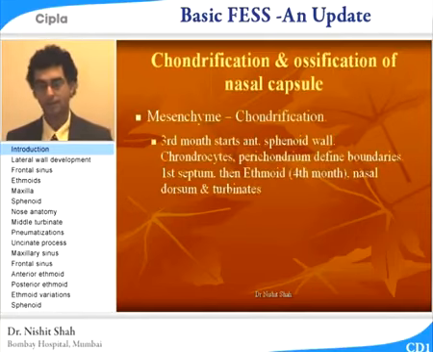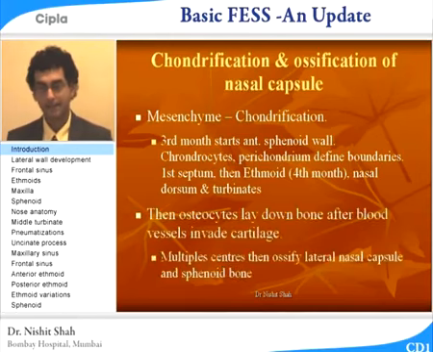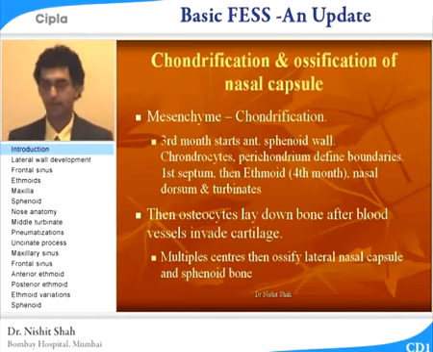The initial part is the mesenchyme or chondrification, where chondrocytes and perichondrium cells will define the boundaries, will tell you what is the septum, what is the nose, what is the sinuses. And once that definition has occurred, then the osteocytes will lay down the bone after the blood vessels have formed the initial part of invagination into cartilage. Then you have multiple centers which will ossify and develop into the actual sinuses.